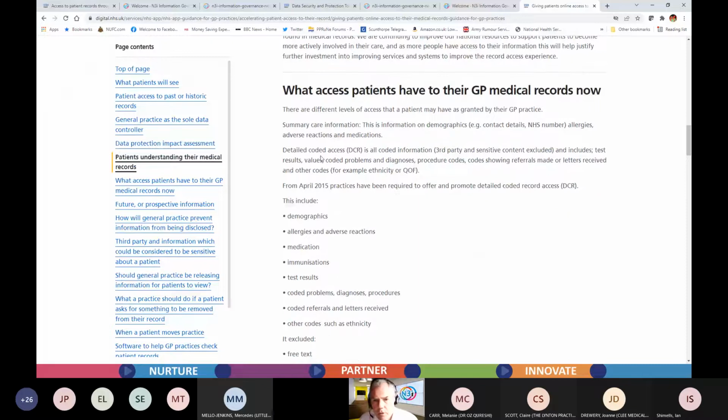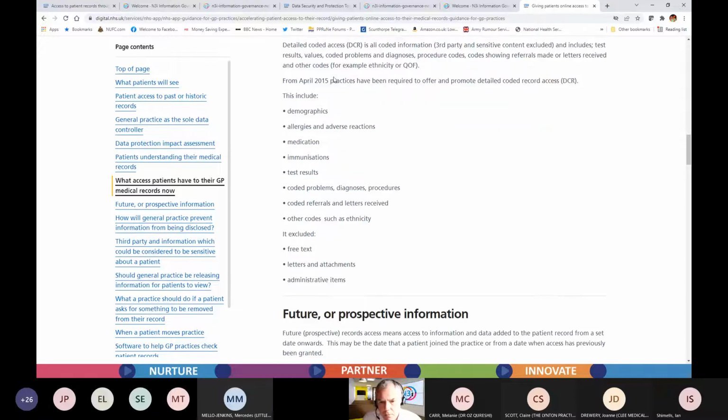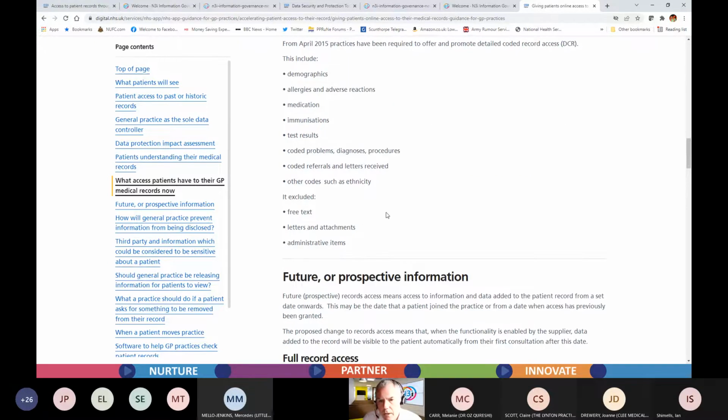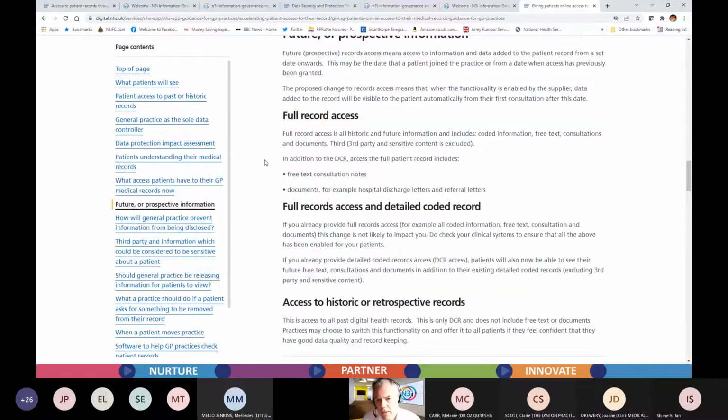What access patients have already, and you'll be aware that some people can have access to summary care record, to a detailed coded record, or to a detailed full record. These are just some examples of the sort of stuff people can see already. And then they talk about this future stuff, from the set date in April when it will start, and people will then have full record access.